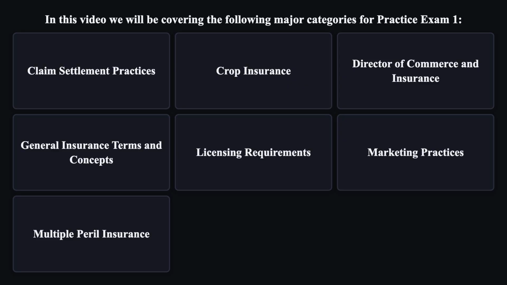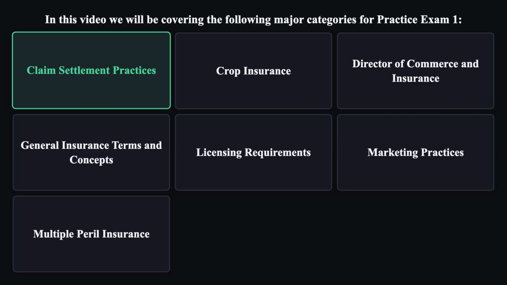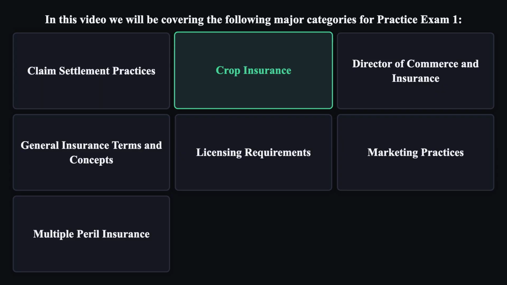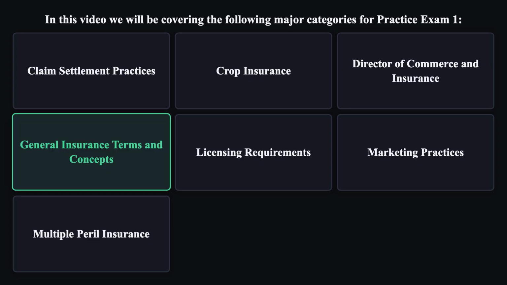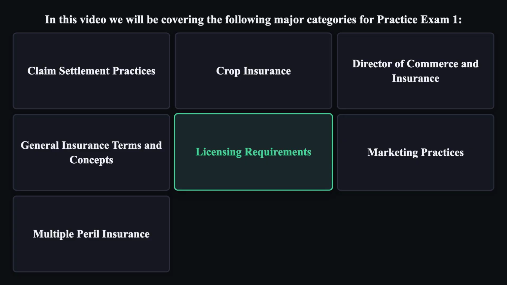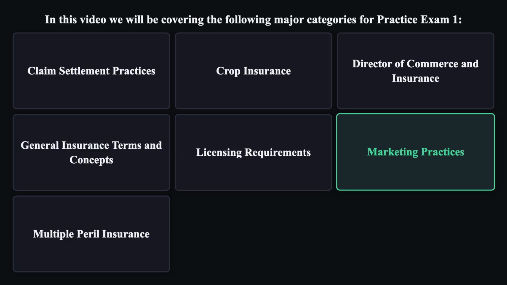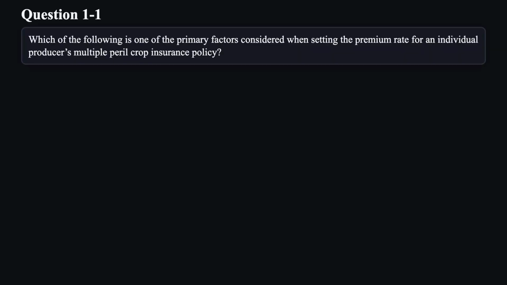In this video, we will be covering the following major categories for Practice Exam 1. Claim settlement practices, crop insurance, Director of Commerce and Insurance, general insurance terms and concepts, licensing requirements, marketing practices, multiple peril insurance. Let's walk through the format. I'll read each question and its choices. Let's get started.